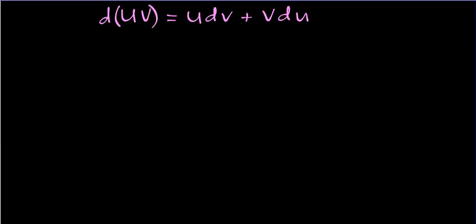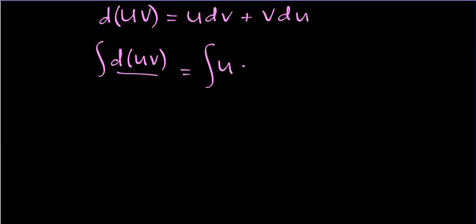Now I'm going to integrate both sides. Okay, so I'm going to integrate this side over here. Now, if we integrate this thing, this d(uv), that just undoes it, right? So I'm just going to get uv over here. Now over here on this other side, I get u dv plus v du. In other words, I just throw an integral around both of those parts.